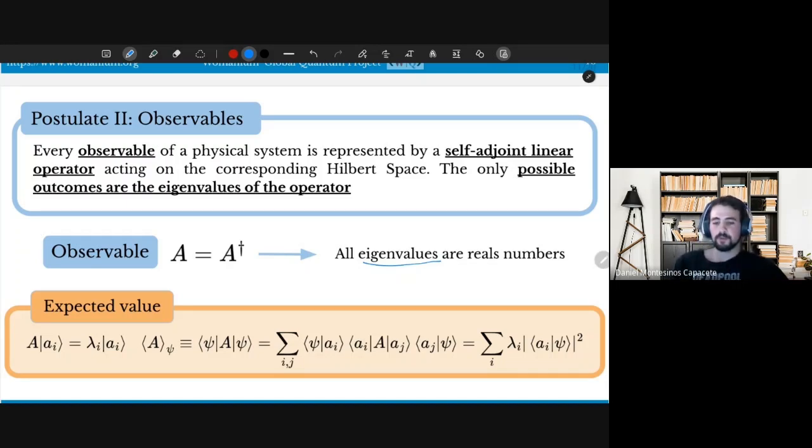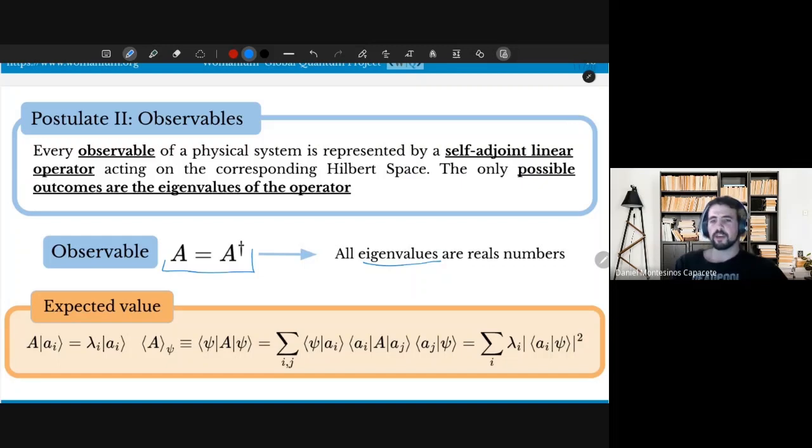Also, a very important thing is that if you have an operator that satisfies this, it means that you can always find an orthonormal basis out of your eigenvectors, right? This is also something that I have said before. If you find the eigenvectors of your linear operator, you can form a basis out of this set of eigenvectors. So if your operator satisfies this property, you will always be able to do that.